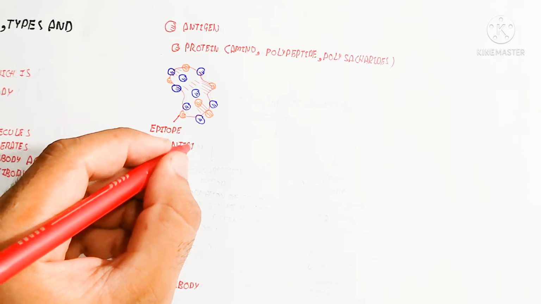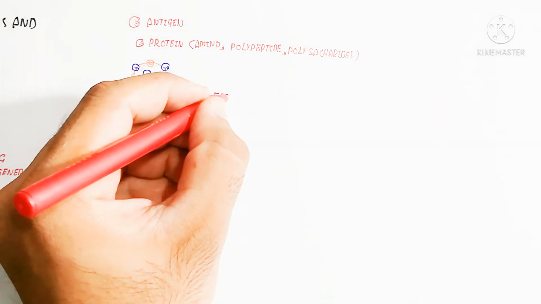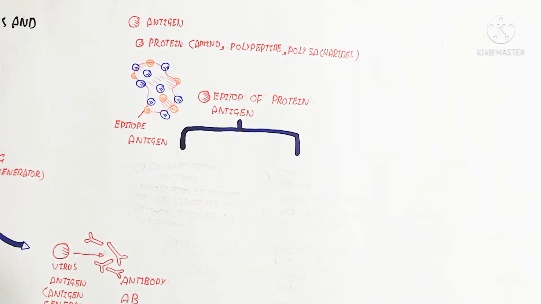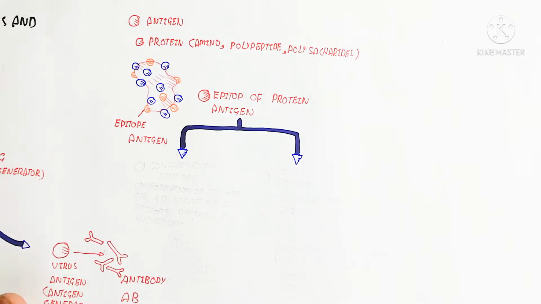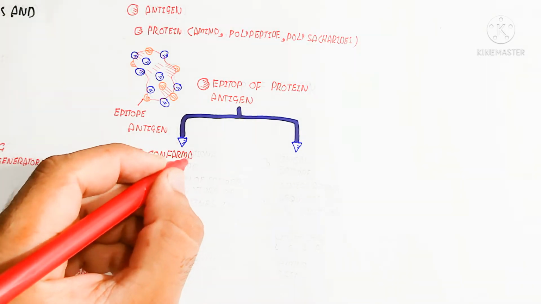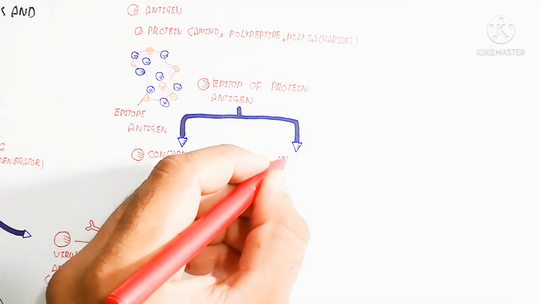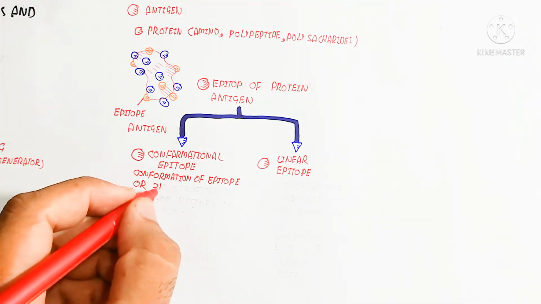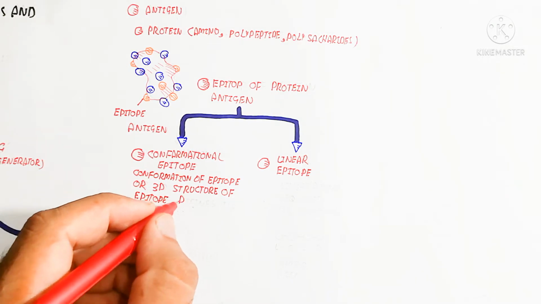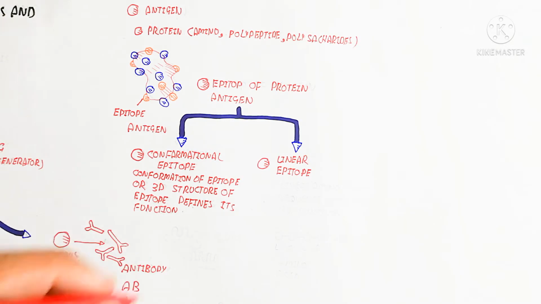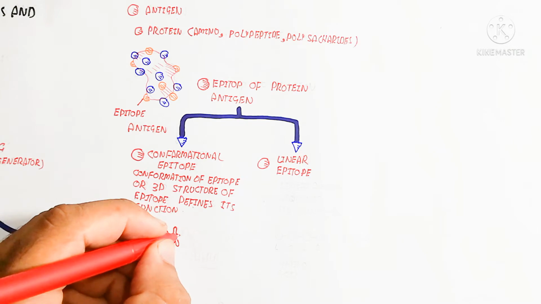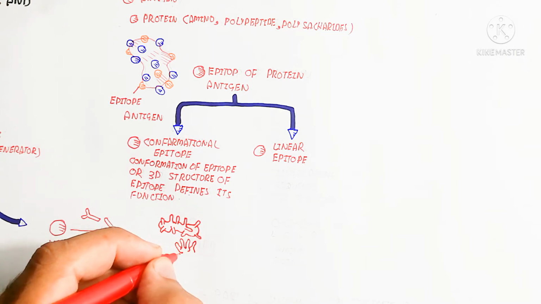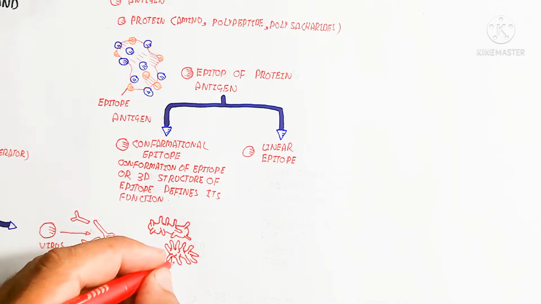Different types of epitope are present in the antigen, and this epitope is recognized by the antibodies. The epitope of a protein antigen can be categorized into the conformational epitope and the linear epitope. The conformational epitope is the 3D structure, and the conformation of the epitope defines its function, and it contains many more epitopes in the form of 3D structure. On the other hand, the linear epitope means the linear amino acid sequence defines its function.